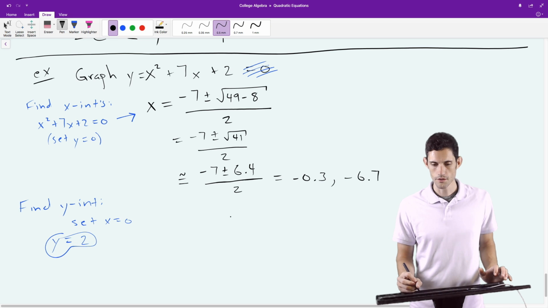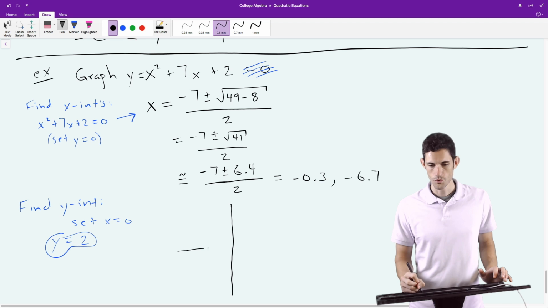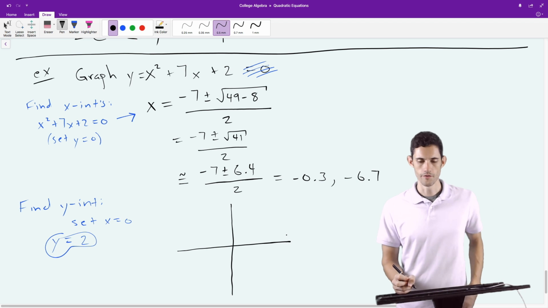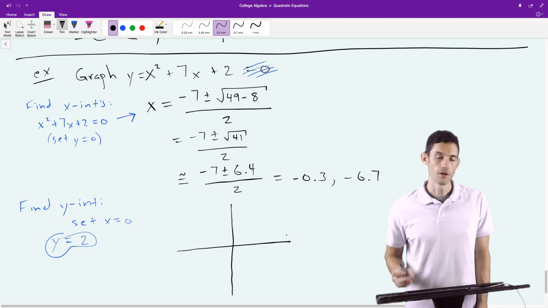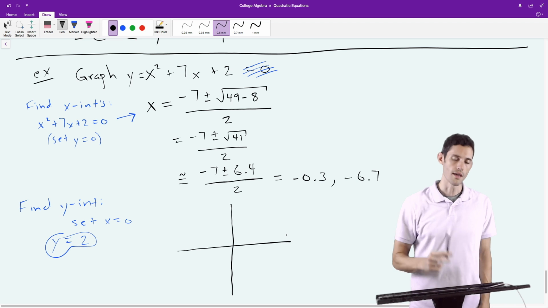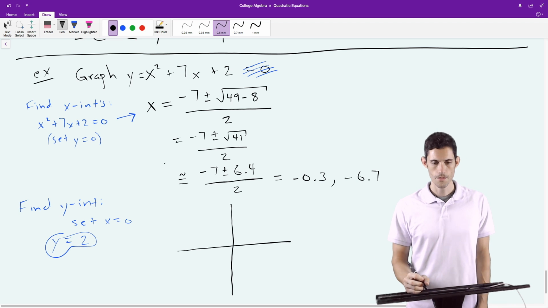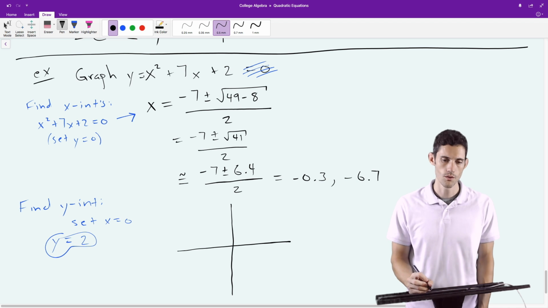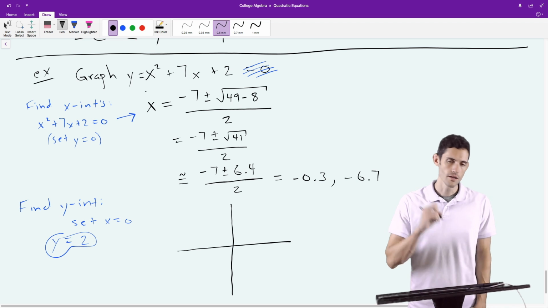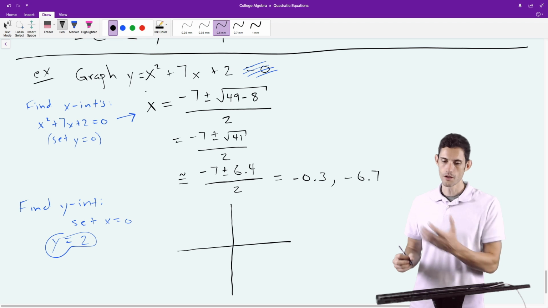But just to check myself, which way does this graph curve? Does it curve up or does it curve down? So to answer that question, you look at a, right? What is a? a is the coefficient of x squared, so 1. 1 is positive, so that means my parabola is going to be opening up.